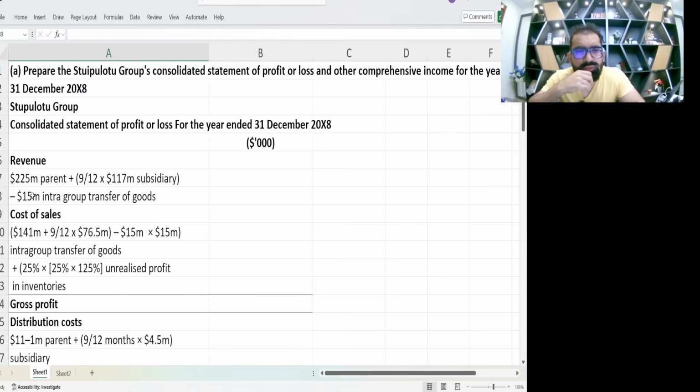Listen, first of all, revenue. The parent company's complete revenue will come, 25 million, plus the subsidiary company's 9 upon 12. And yes, there was an S2P sale. So for the S2P sale, the first step is 15 million will be deducted from both consolidated sales and cost of sales.